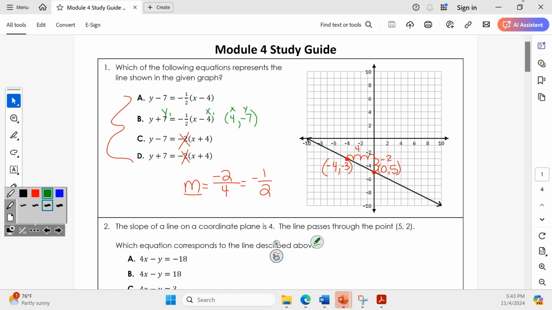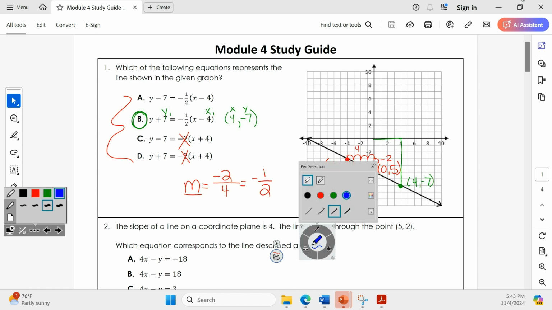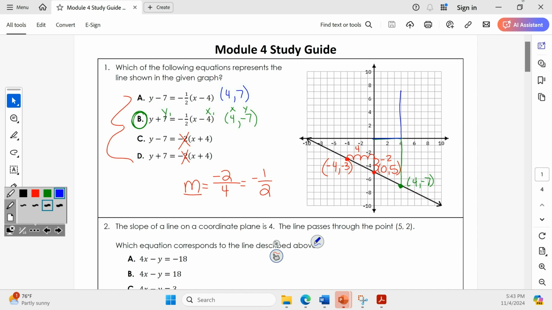So this xy point, if done correctly, should fall on the line. So I'm going to go over here to 4 and down to -7. And this is the point 4, -7. Does that point fall on the line? Yes. So that means B is our correct answer. Now, if you just want to double check, just know that this x and y pair would actually be 4 and +7. So that would be 4 and then all the way up here to +7. Well, this point 4, 7 does not fall on the graphed line, so it is not our correct equation.